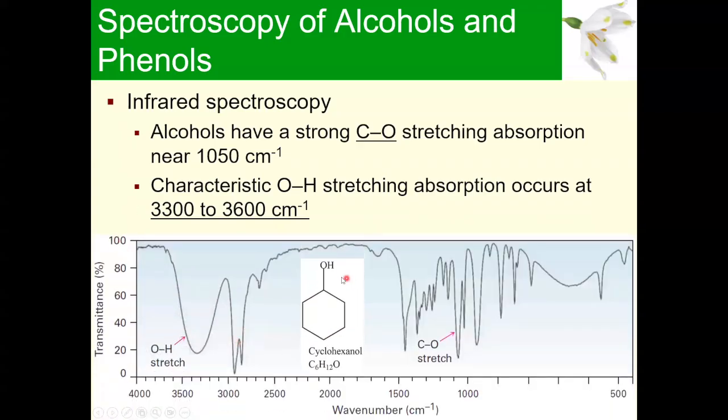So here's an example. This is cyclohexanol. It's IR. And the CO stretch is right here at about 1050. But you might not notice it as much because it's in here with a lot of other peaks. And so it may not stand out as much. The real characteristic one with alcohols is this OH peak. So look for that. That's good evidence that you have an alcohol if you see that.